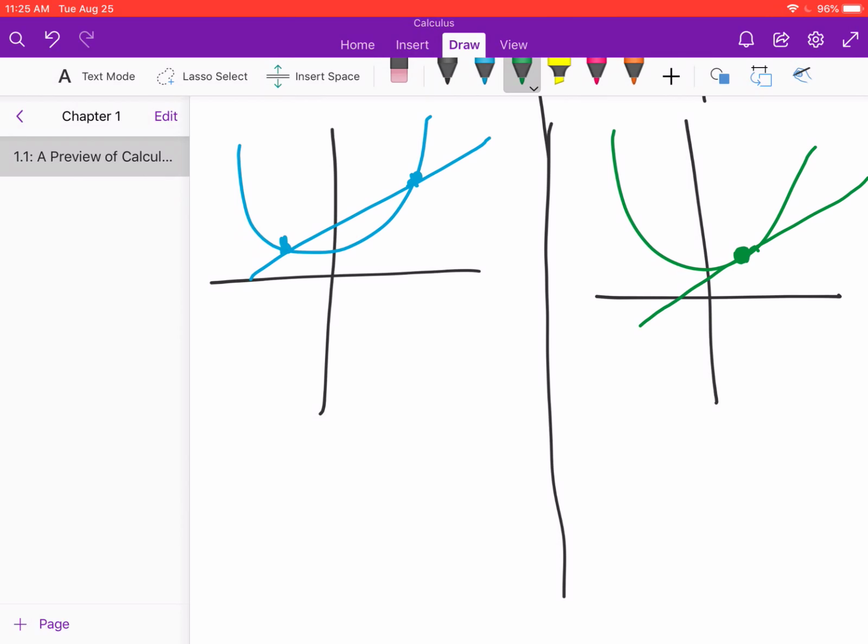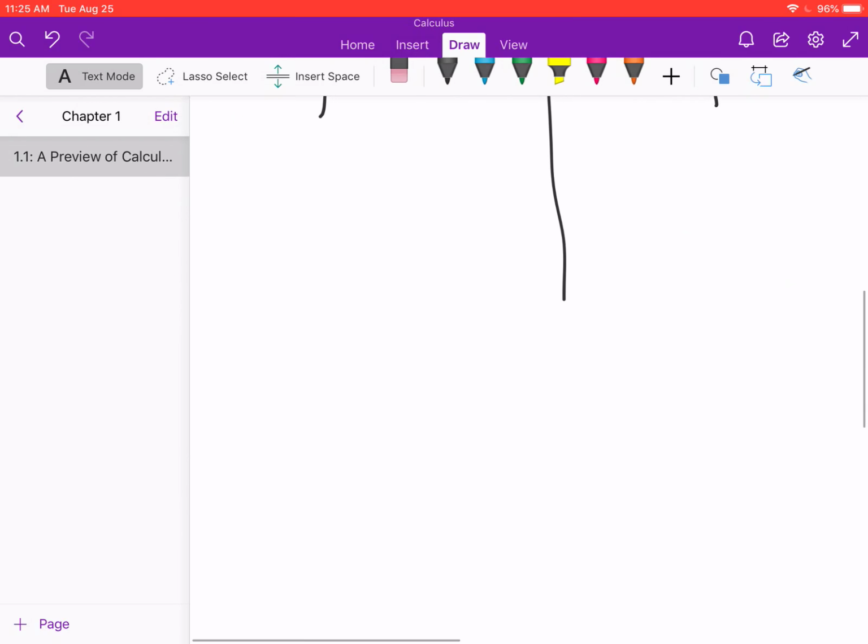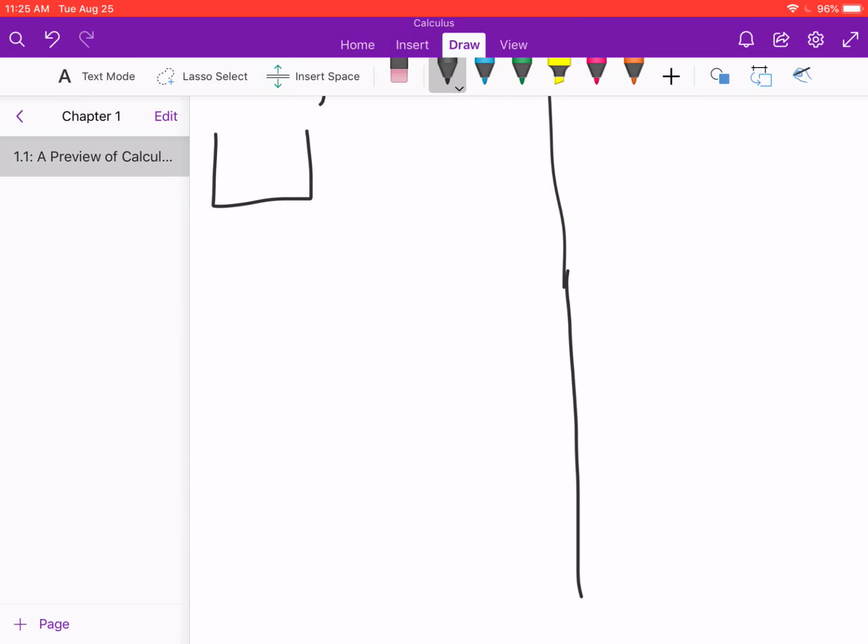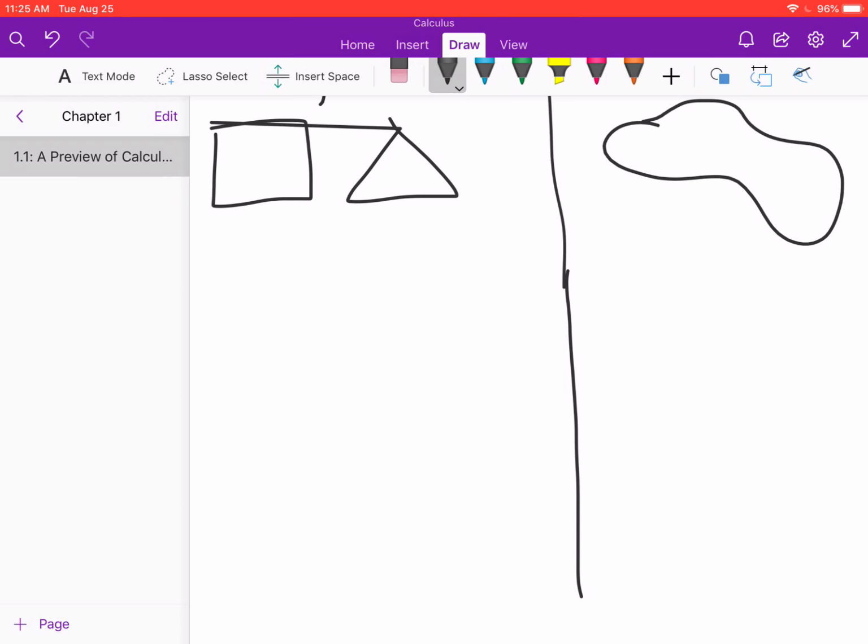Next thing is area. Without calculus, we were able to find areas of normal shapes. Remember, we talked about a rectangle, base times height, a triangle, base times height divided by 2. Now with calculus, we're going to look at shapes that aren't so nice. So maybe something that looks like that, something that doesn't have a direct formula.